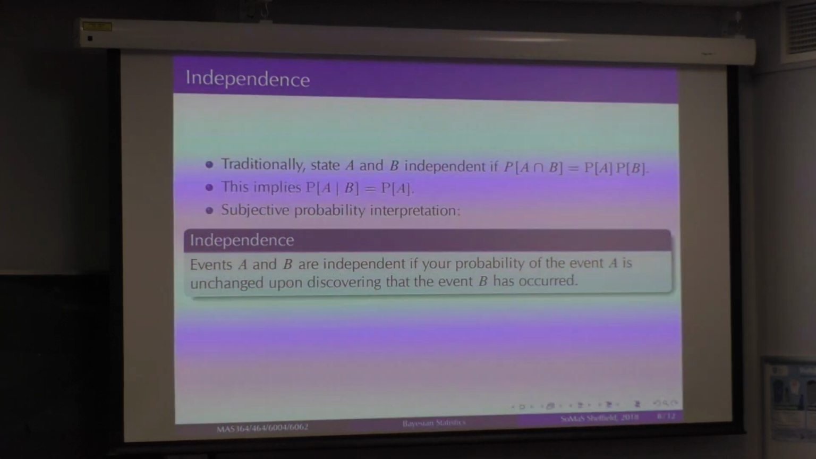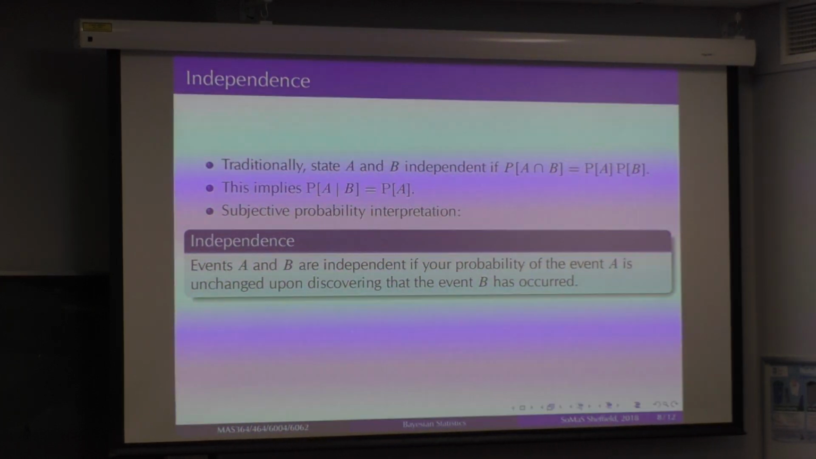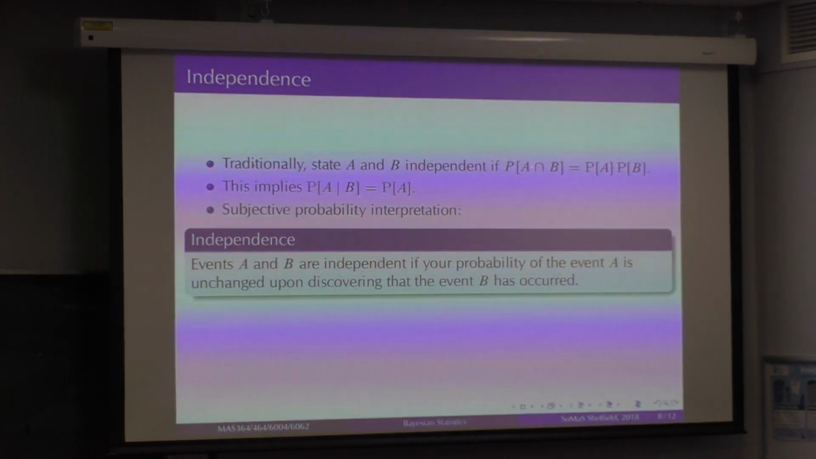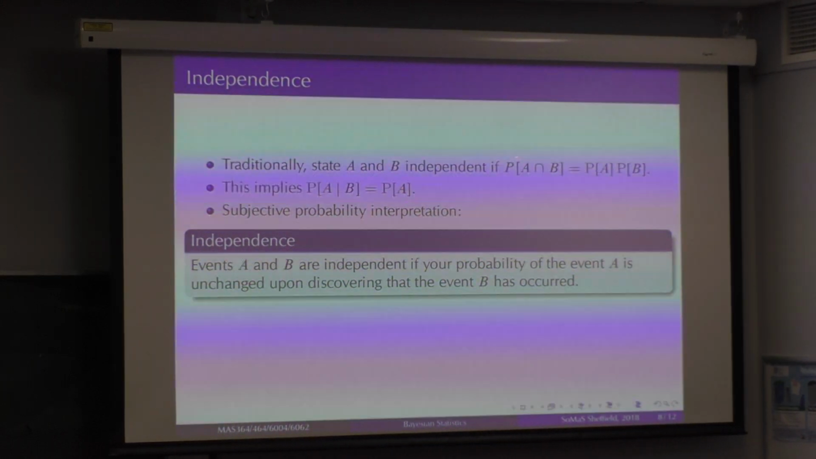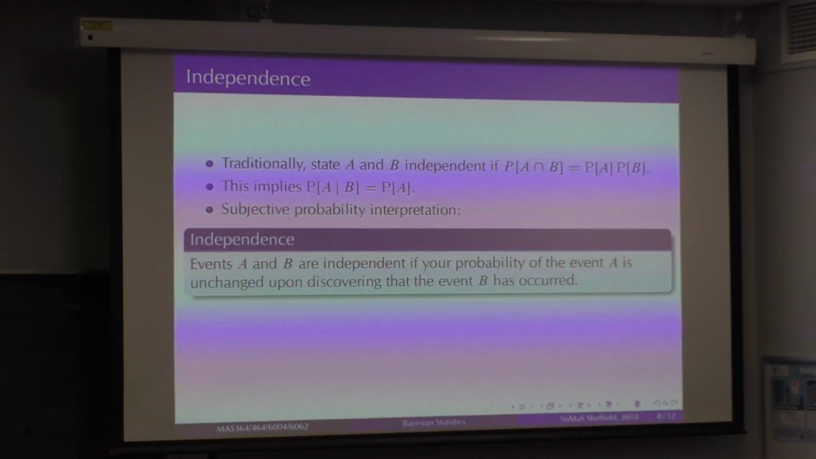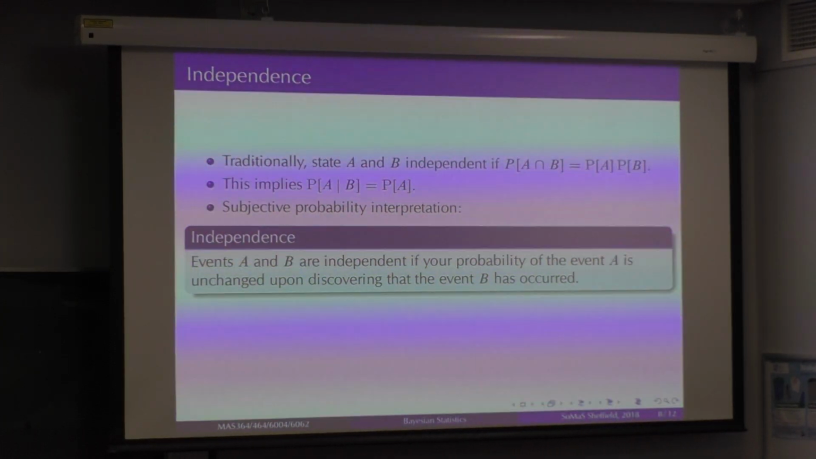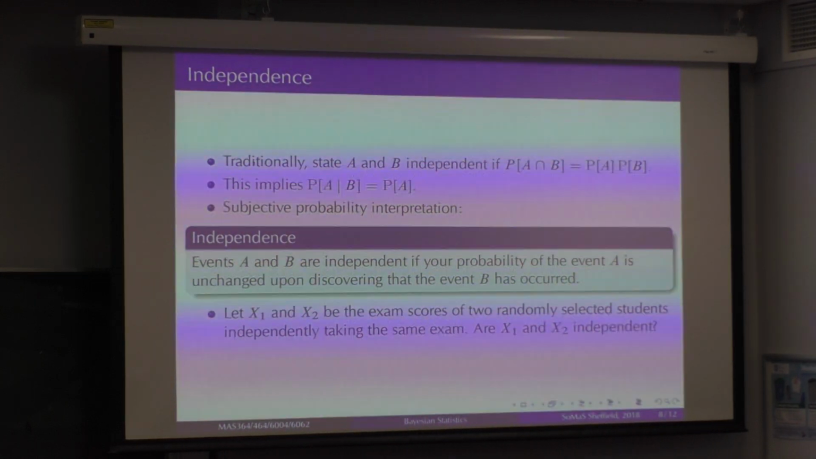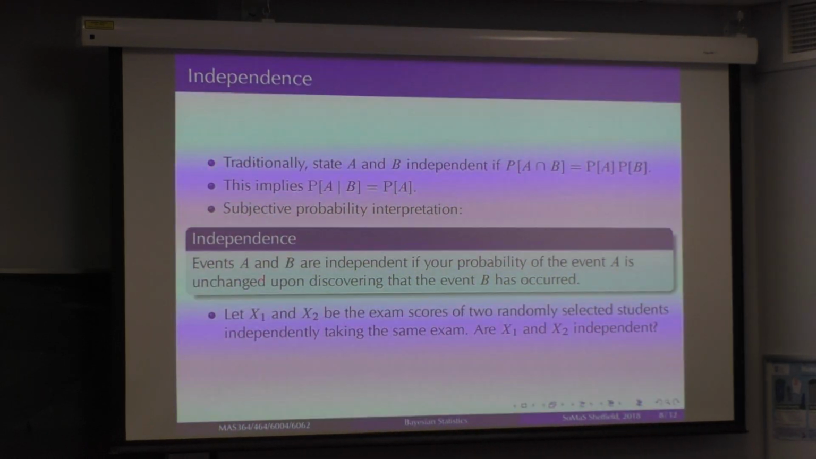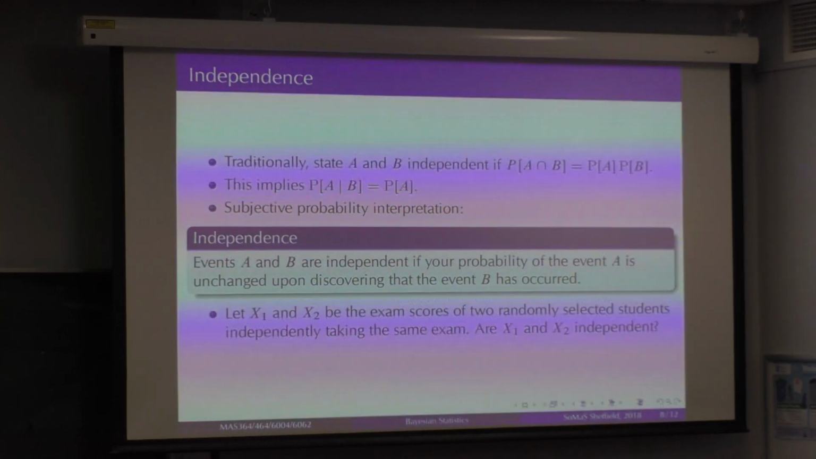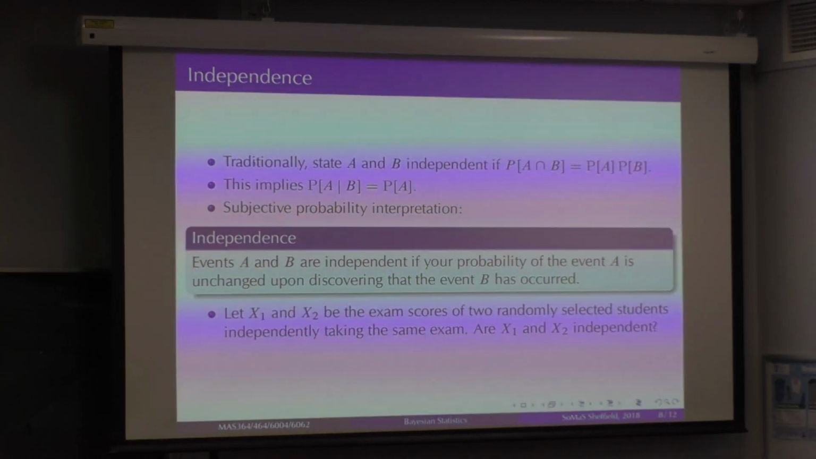Now, if we want to understand or include the concept of stochastic independence, then we can look at the way it is defined in a frequentist way, or your usual way. Traditionally, you say that if the probability of A and B is the product of the marginal probabilities, then they are independent, right? In Bayesian statistics, you say that A and B are independent if your probability of one event does not change when you know that the second event has happened.